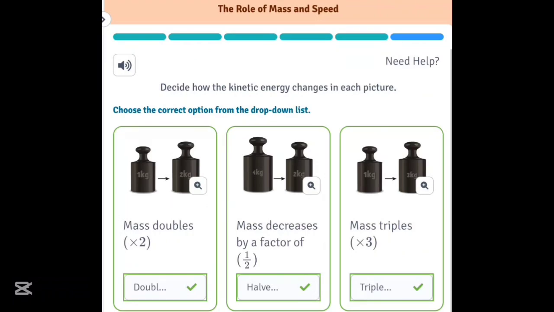Changing mass changes the kinetic energy by the same amount. This is a proportional linear relationship. Decide how the kinetic energy changes in each picture.